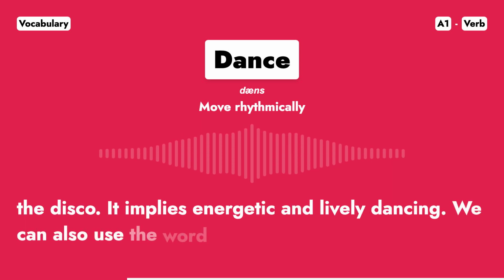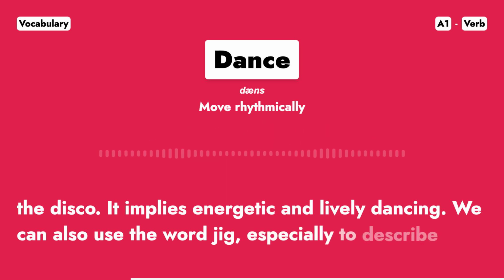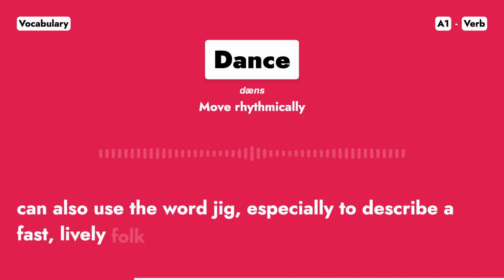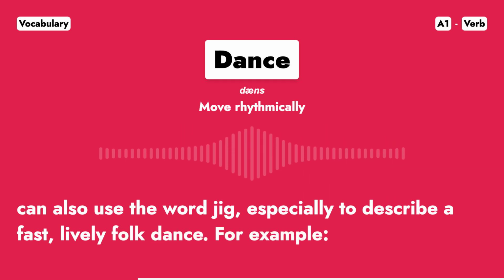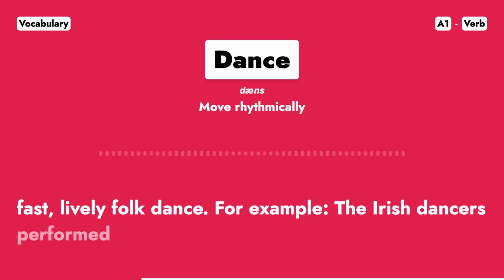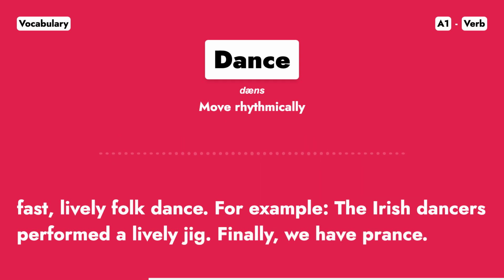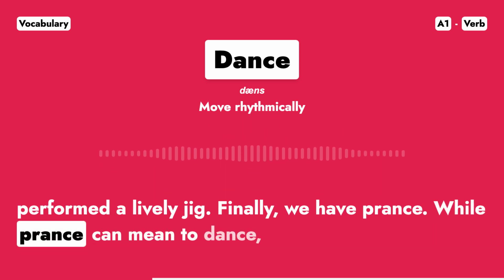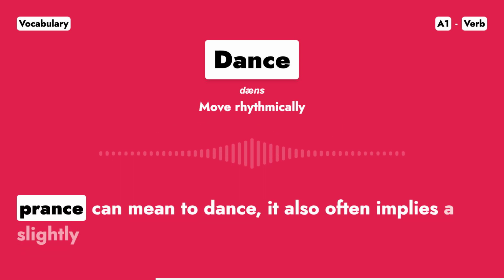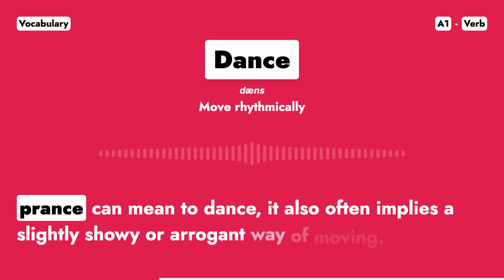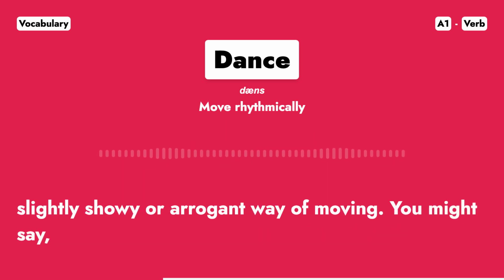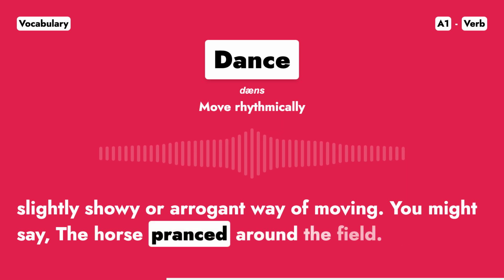We can also use the word jig, especially to describe a fast, lively folk dance. For example, the Irish dancers performed a lively jig. Finally, we have prance. While prance can mean to dance, it also often implies a slightly showy or arrogant way of moving. You might say, the horse pranced around the field.